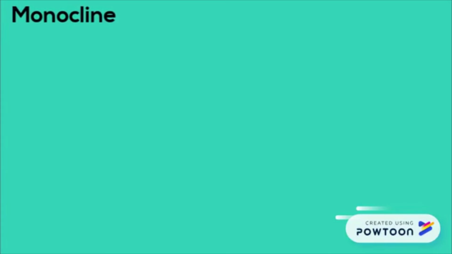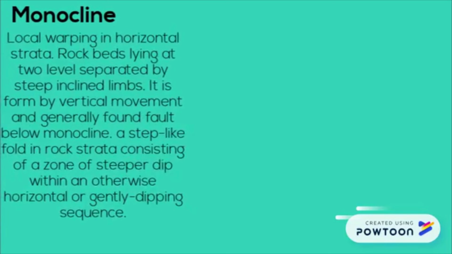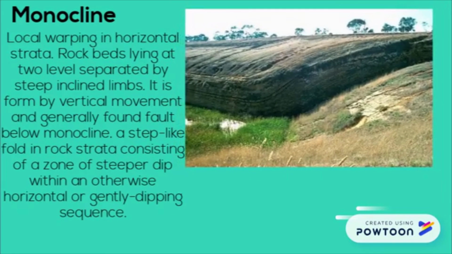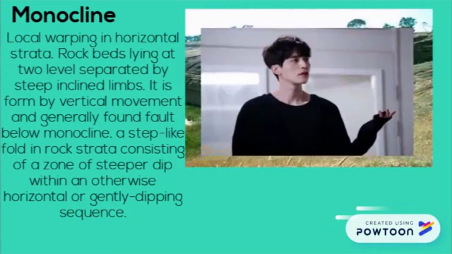Monocline. Local warping in horizontal strata, rock beds lie at two levels separated by steep inclined limbs. It is formed by vertical movement and generally found above a fault. A monocline is a step-like folding of rock strata consisting of a zone of steeper dip within an otherwise horizontal or gently dipping sequence.